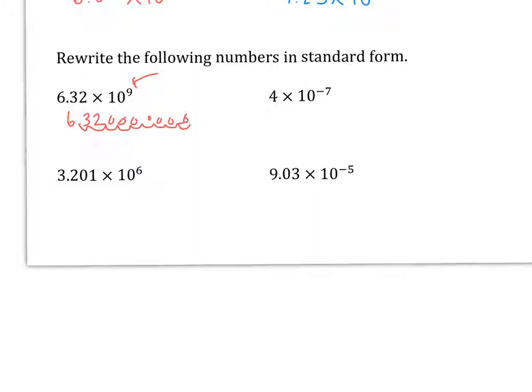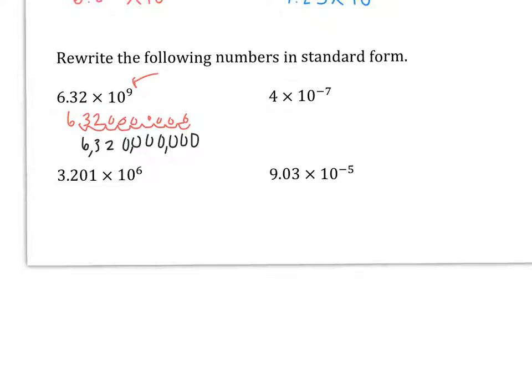And I'm going to rewrite my answer so I can better see what this is. So there's 7 zeros there. So I'll put a comma after every 3 places. And this final answer would be 6,320,000,000. So again, a very large number.